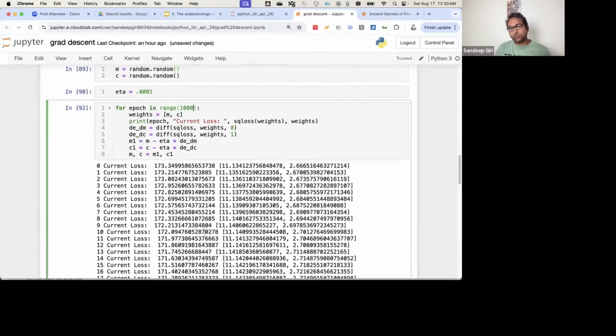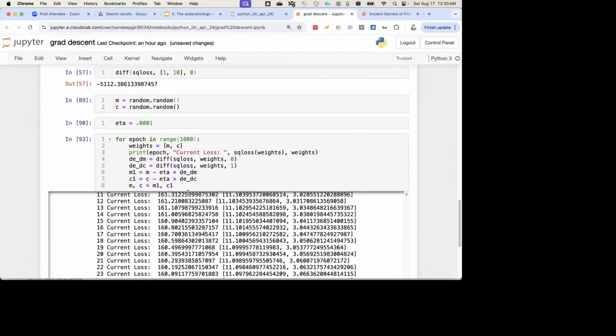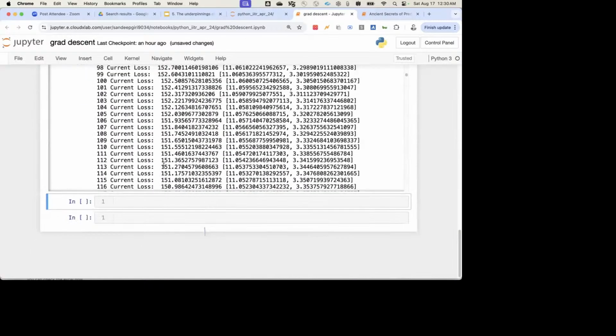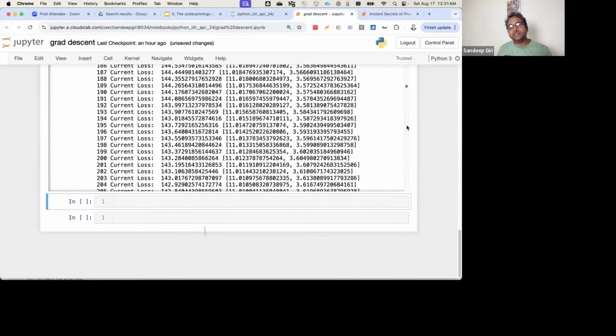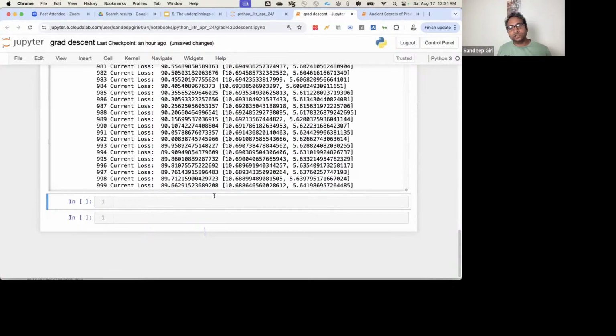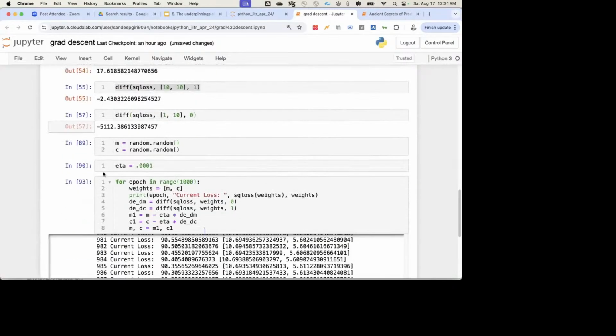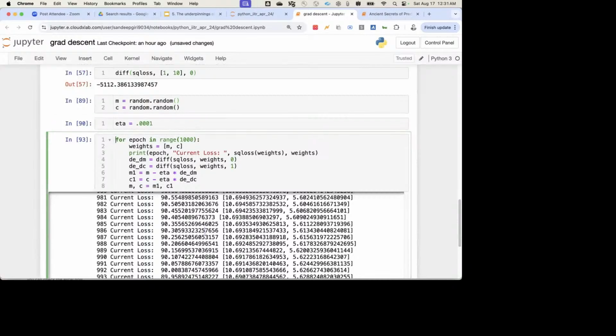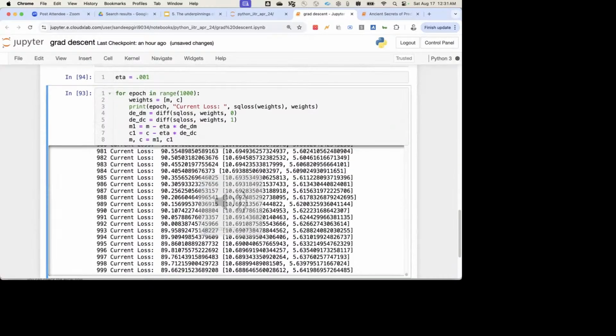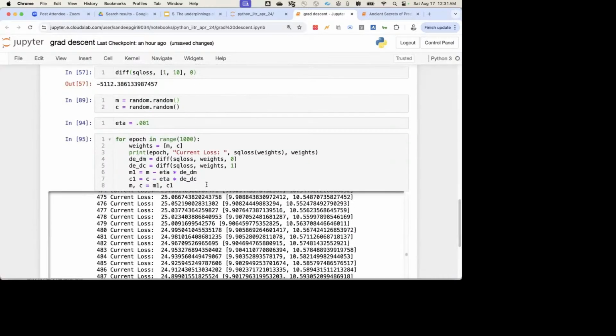Let's say go for 1000 iterations. Okay, so you can see it is going slower, but after a while it is settling down. You see that? So that means, Sandeep, eta value depends on the number of iterations. If we have the lower value, then more iterations we need for the final result.